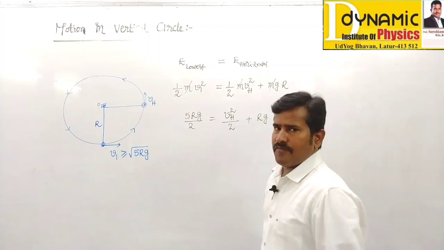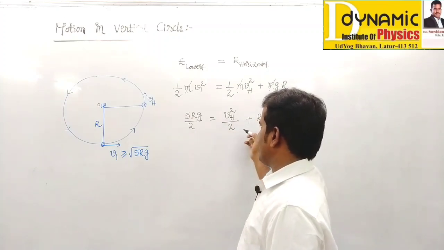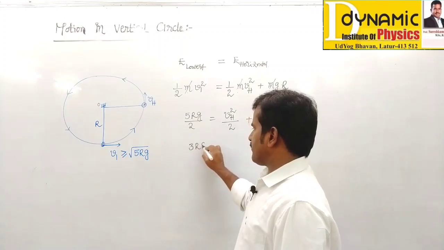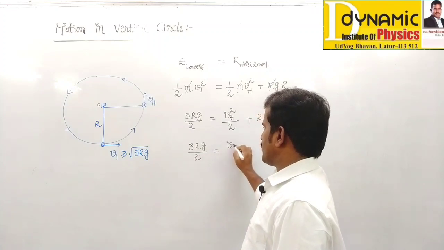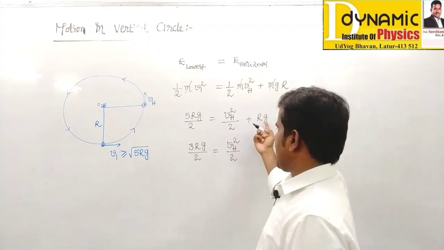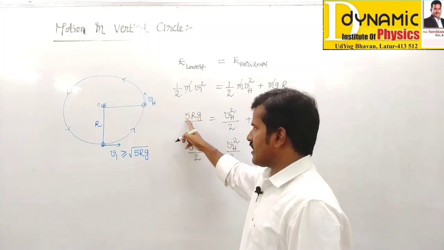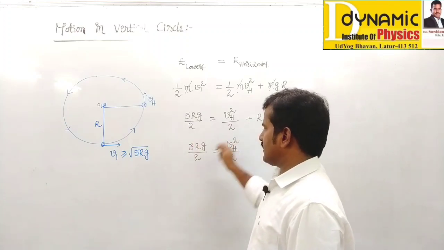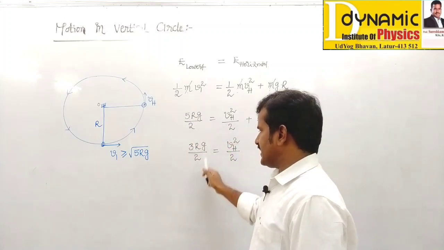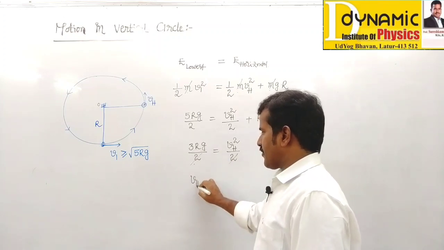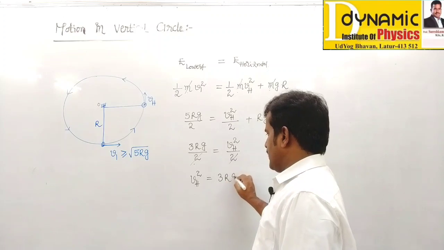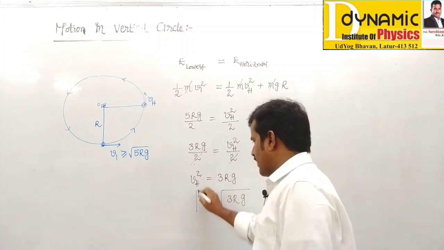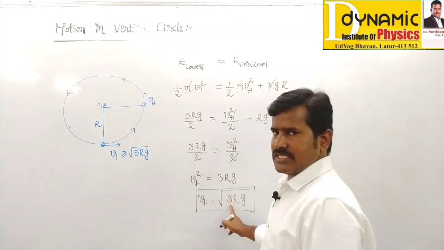After simplifying this value, we get 3rg upon 2 equals vh square upon 2. Just this: 5 by 2 rg minus rg, that is 2.5 minus 1, that is 1.5, so 3 by 2 rg equals vh square upon 2. The 2 is cancelled, vh square becomes 3rg, and vh is under root of 3rg. This is the minimum velocity at the horizontal position.